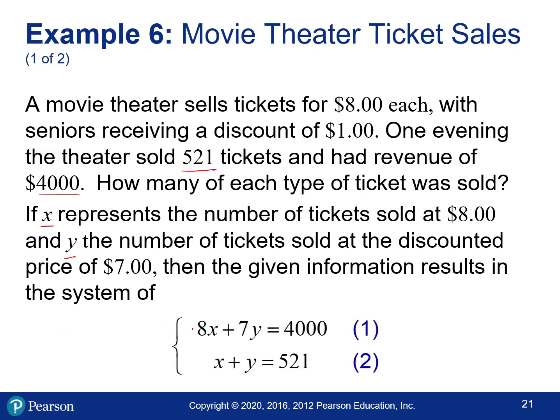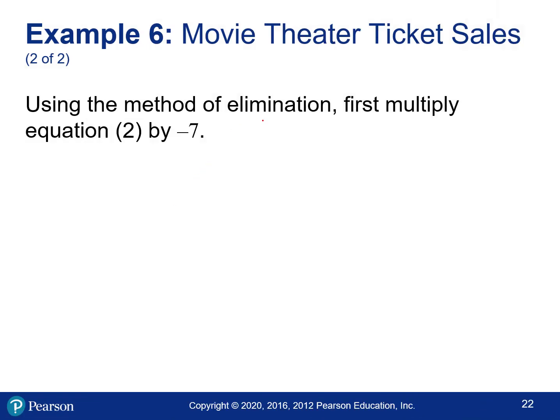8x plus 7y equals 4,000. But now we have a second equation, and this comes from just knowing this part right here. So however many $8 tickets was sold, is x, plus however many $7 tickets is y, so that totaled 521 tickets. So that's our second equation. And now we have a system of equations in two variables, meaning we can actually solve the system for the two variables. Okay, so we're going to use the elimination method.